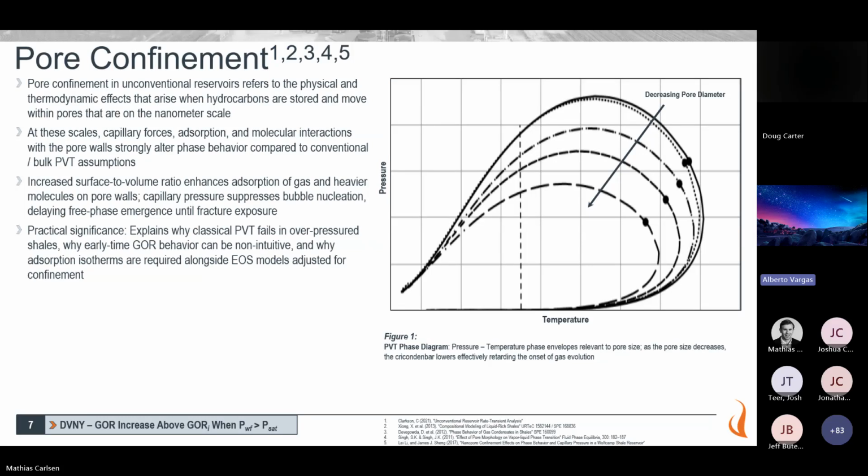But what ends up happening in the unconventional world is at these scales, the capillary forces, absorption, wall interaction, they all change what we accept as classic bulk level PVT.